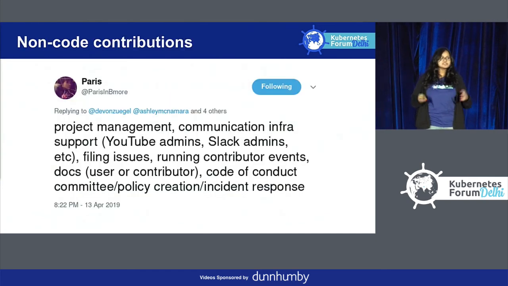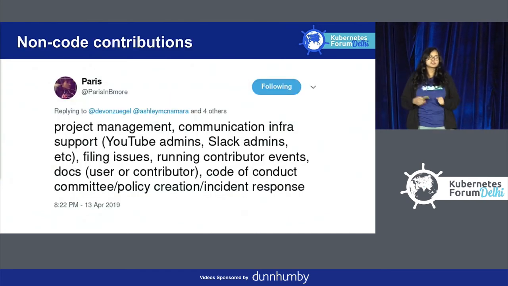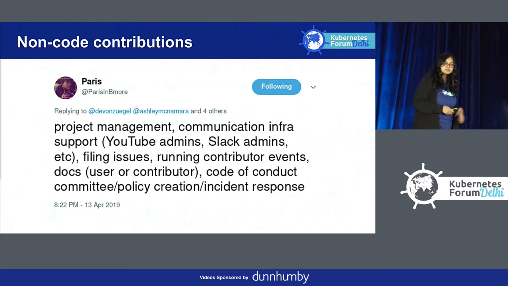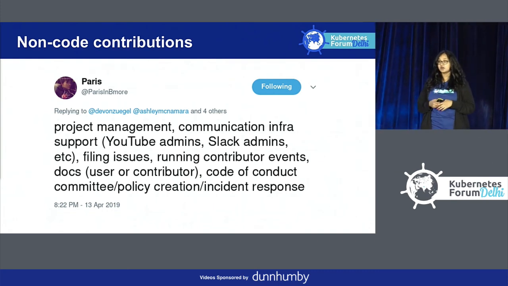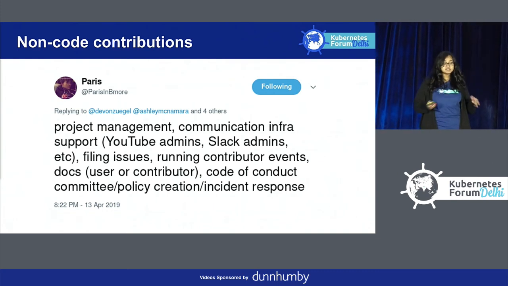But contributions are not always about code. So you can also help out with project management, running contributor events, or moderation of a Slack instance or YouTube.